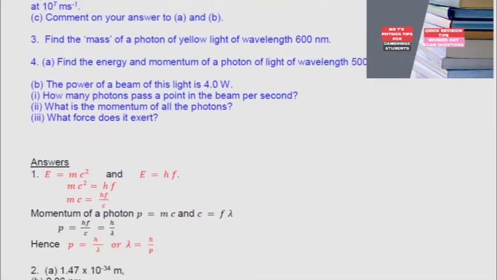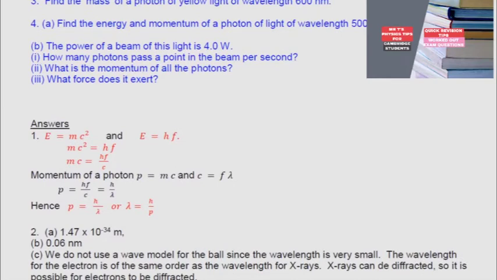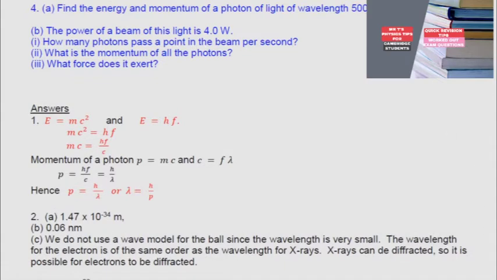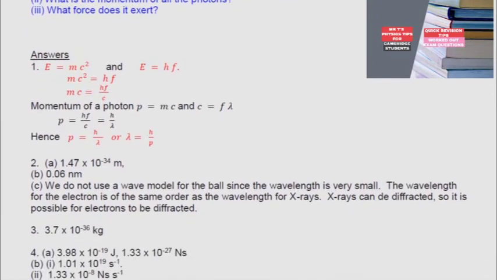So number 2c, we do not use a wave model for the ball since the wavelength is very small. You should be able to get a very, very small wavelength for the cricket ball. The wavelength for the electron is of the same order as the wavelength of X-rays. X-rays can be diffracted, so it is possible for electrons to be diffracted. That's what you could gather from that.